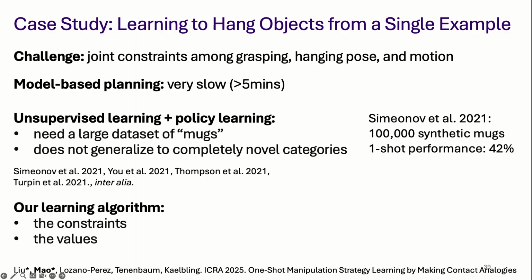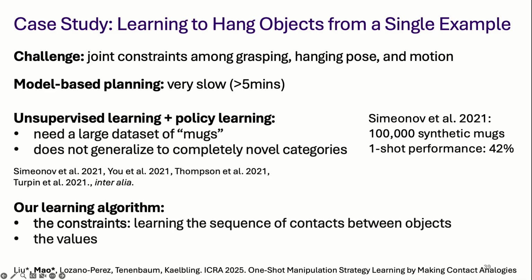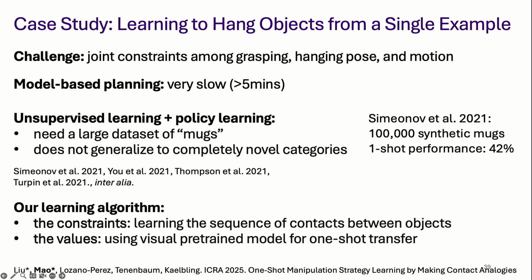Using the framework we talked about, now we can decompose the learning problem into two parts: learning the set of constraints to satisfy, and also learning values that satisfy these constraints. In such a physical decision-making problem, the set of constraints you need to follow is basically the sequence of contacts being made between the robot and between different pairs of objects. And here the values are really where I should make those contacts, like the contact points. I'm going to show you how we can make use of visual pre-trained models to achieve such one-shot transfer of those contact points.